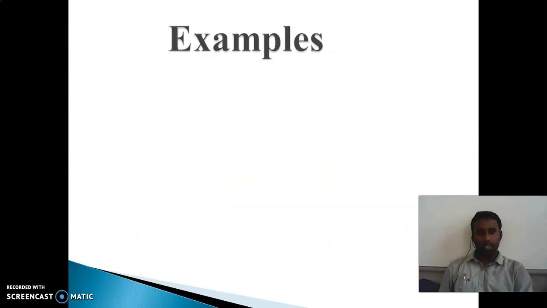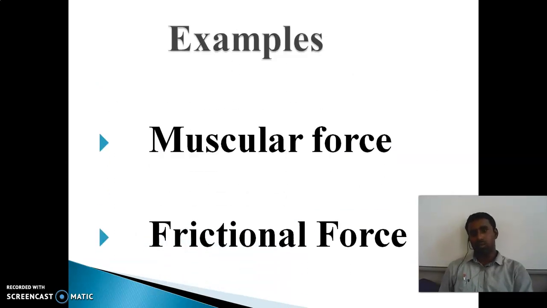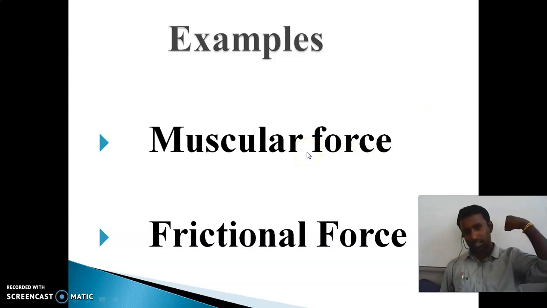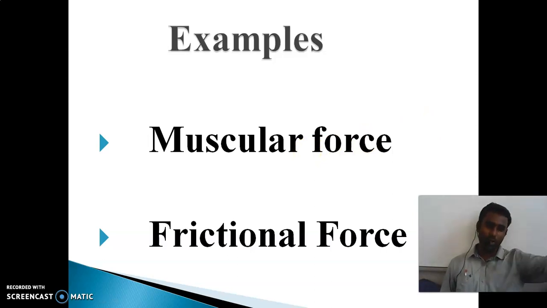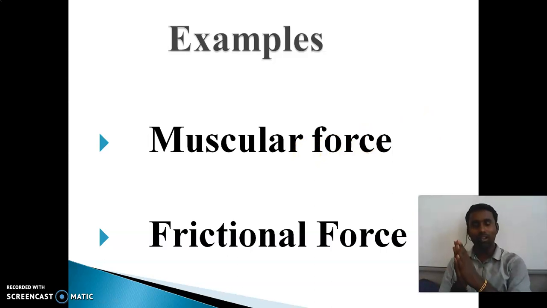Okay. So examples of that contact force. The first one, the types of force in that example. What are the main types in the contact force? And the examples in the upcoming slide I will explain. So that is muscular force and frictional force. Frictional force, I will come to later.